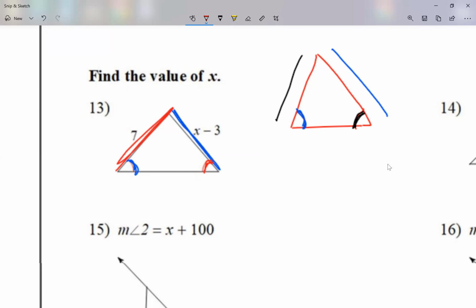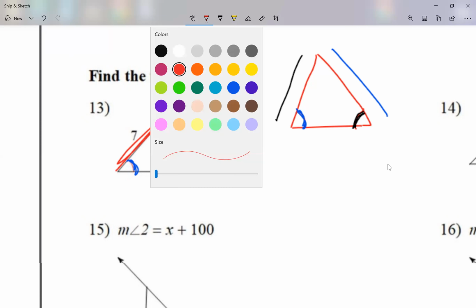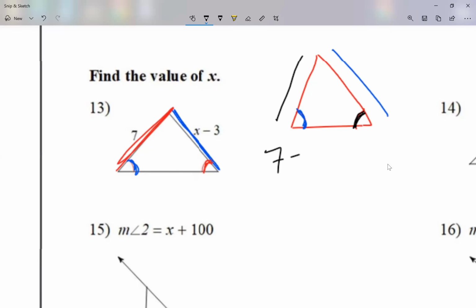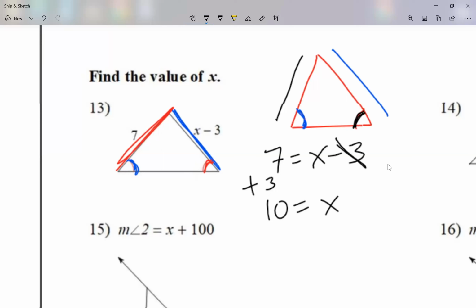The instruction here says find the value of x. But I know those two sides are equal. So I'm just going to say 7 is equal to x minus 3. I'm going to let those two sides equal each other. Now that looks like a simple algebra question. I want x by itself, so I want to get rid of this minus 3. I'm going to move it to the other side as a plus 3. Don't forget to do the opposite operation, change the sign. Now on the left side, 7 plus 3 is 10. On the right side, I only have x by itself, so 10 is equal to x.